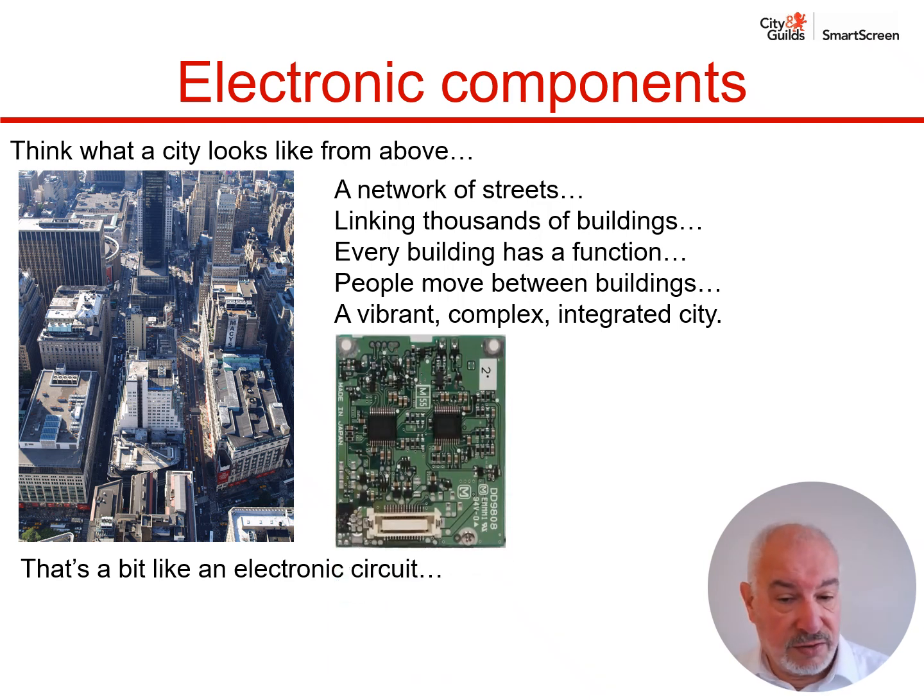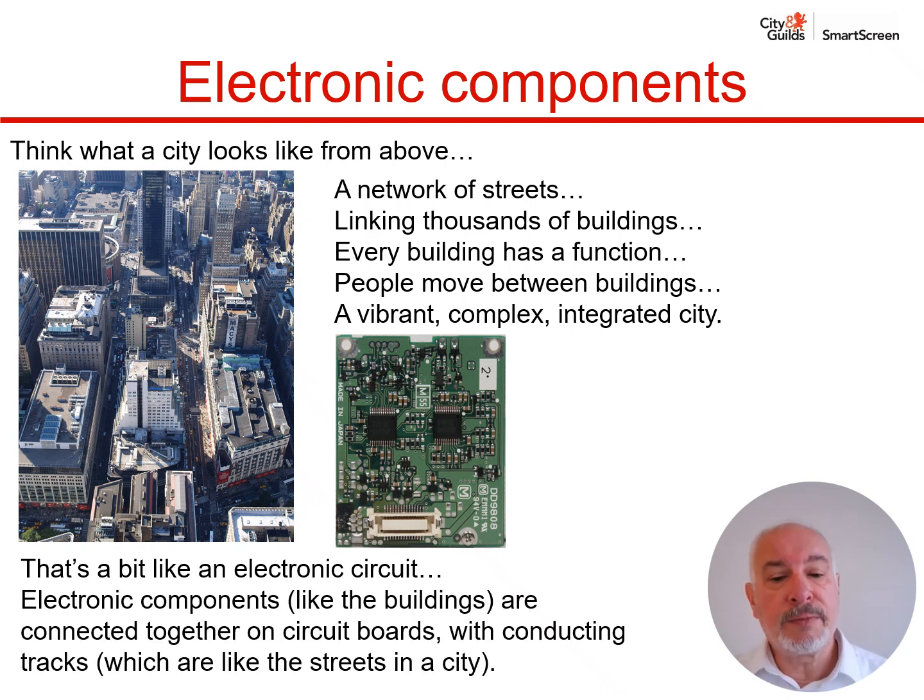So here's a picture of an electronic circuit, and immediately you can see some similarities. Electronic components are like the buildings, and they're connected together on circuit boards with conducting tracks, and they're rather like the streets in a city. They have to be conducting tracks because that's how we conduct the tiny electric currents around the circuit.